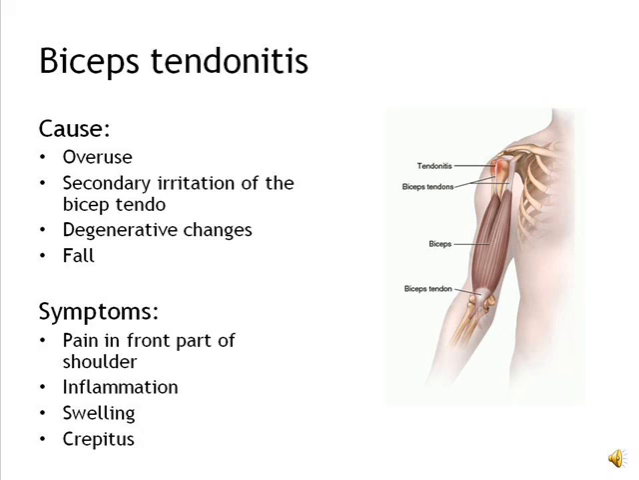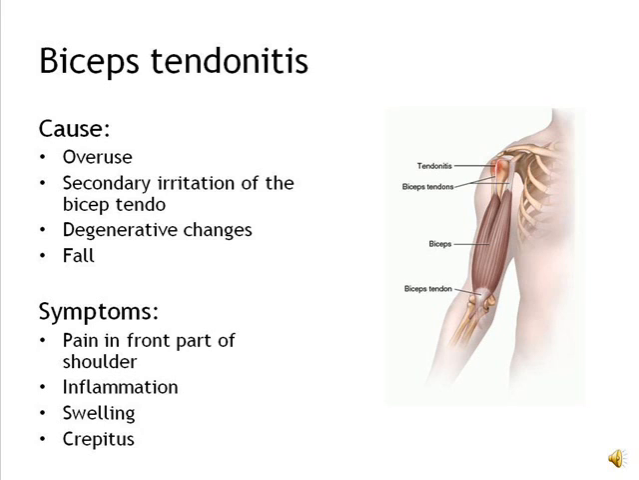Next condition, we have a bicep tendonitis, which is an inflammation in the main tendon that attaches the top of the bicep muscle to the shoulder. The most common cause is overuse from certain types of work or sport activities. Athletes who throw, swim, or swing a racket or club are at greater risk.